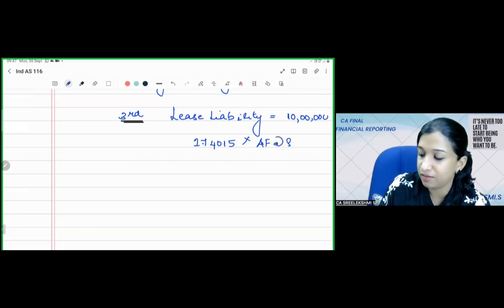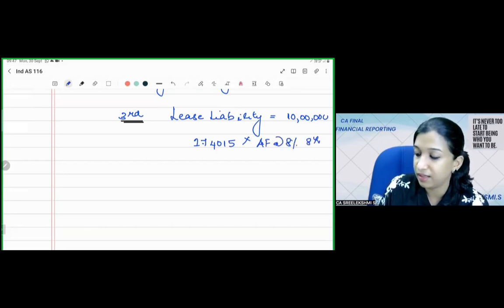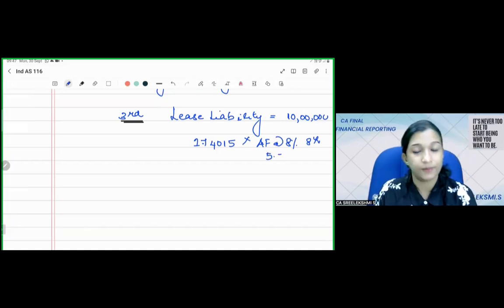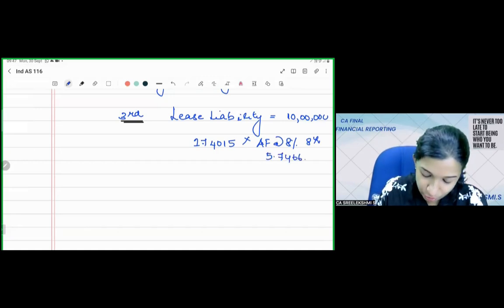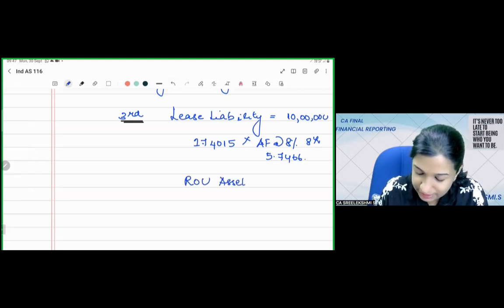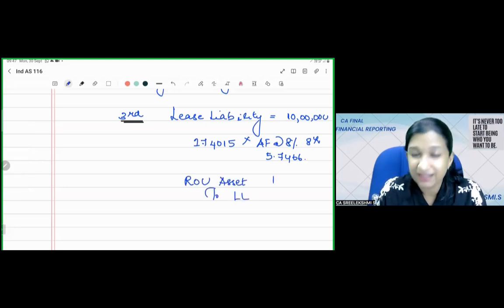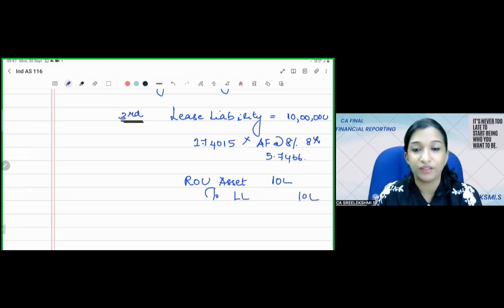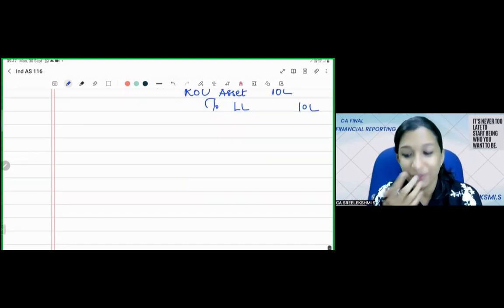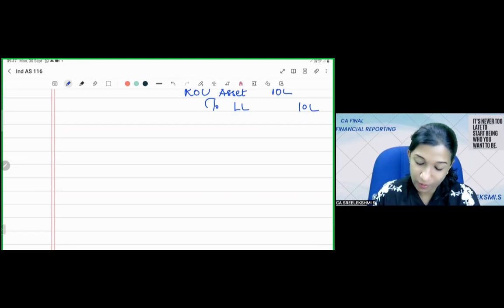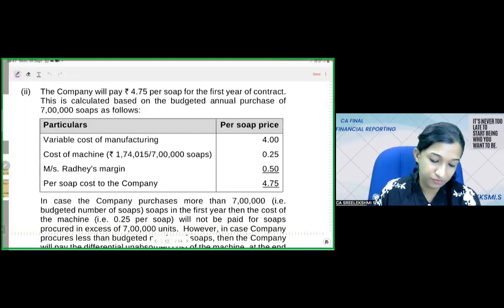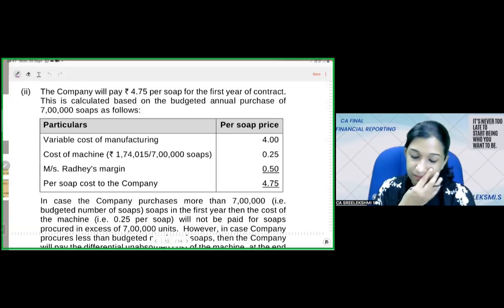Yes. 5.746. Okay. So ROU asset to lease liability is 10 lakhs. Guys, are you all clear? Yes. Now that's it. Now, what are the requirements in this question? Entry in the first year. The question first is analyze the contract.